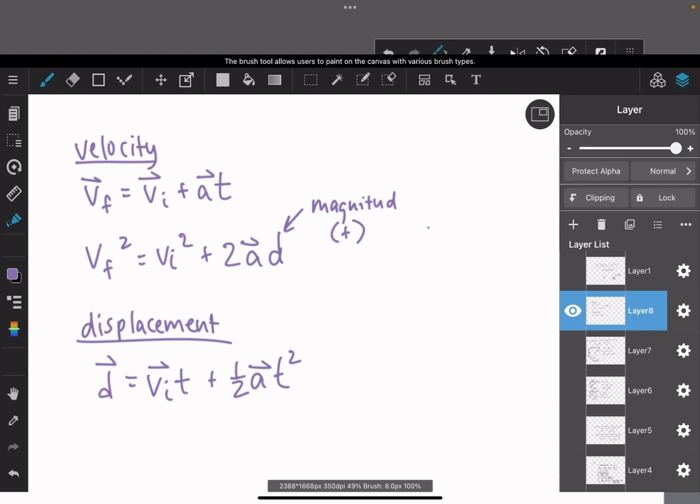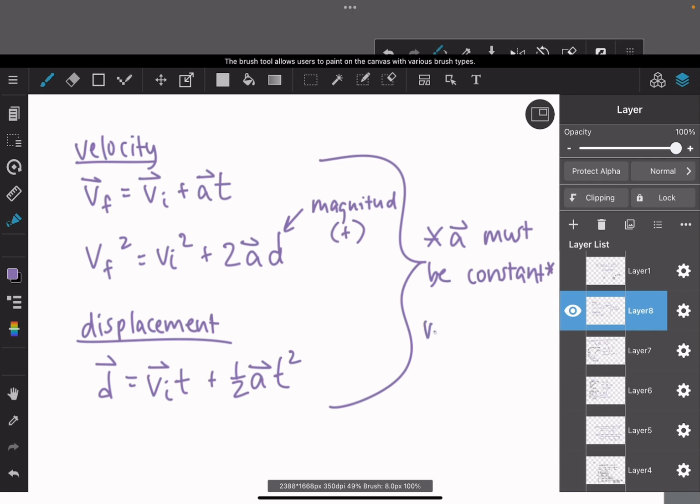You also need to note that acceleration must be constant for all three of these equations to work. And like I said before, vector directions must be accounted for. So that's your positive/negative signs.